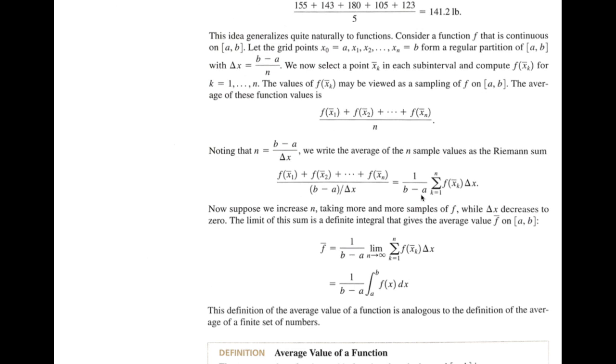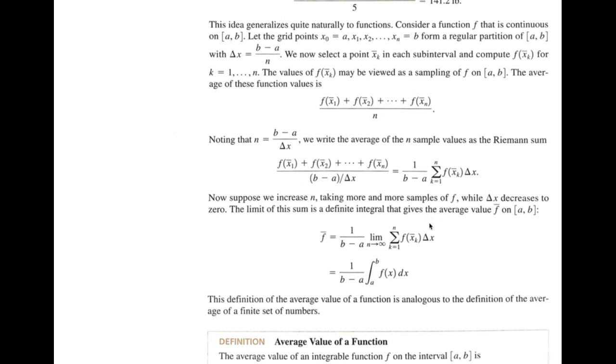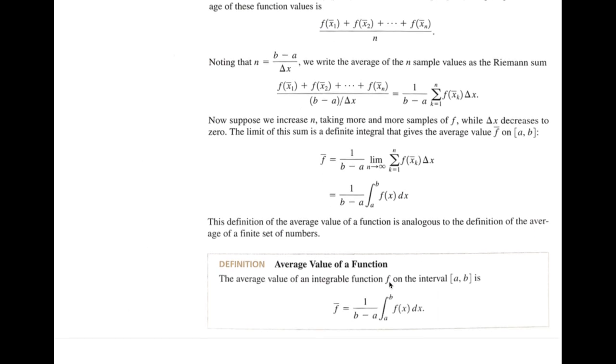If this is not immediately clear to you, stop the video and write this down with a concrete example. For instance, a equals 2, b equals 4, n equals 4. Now we can take the limit, and the result is this expression, the integral divided by the length of the interval. And this motivates this definition. The average value f bar of a function f is this expression.